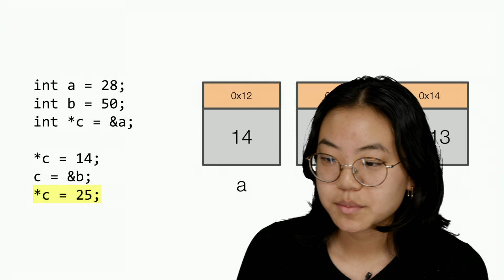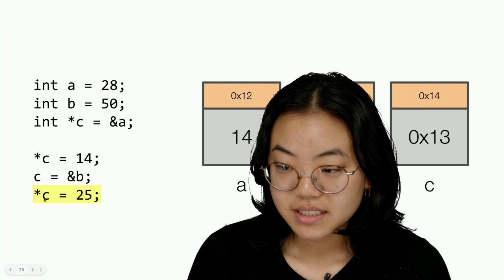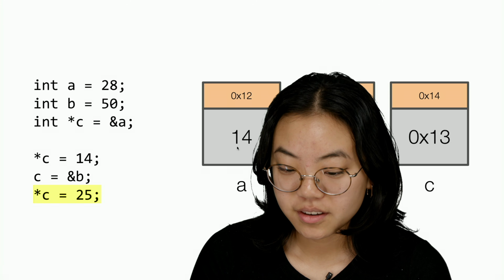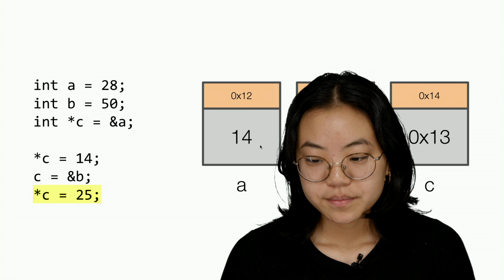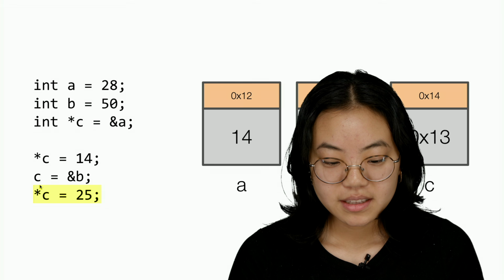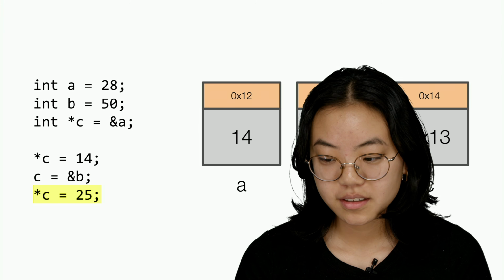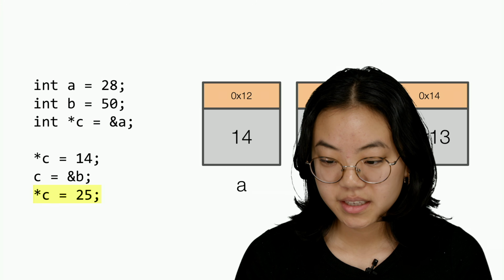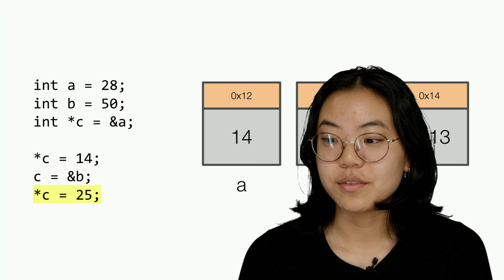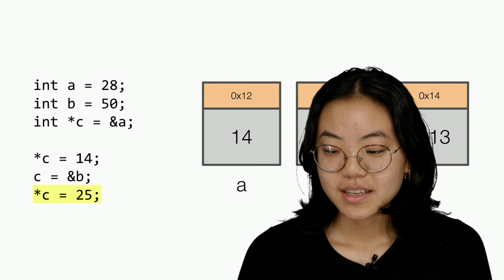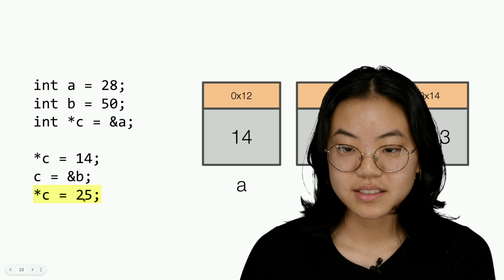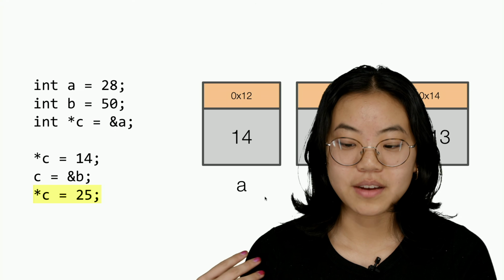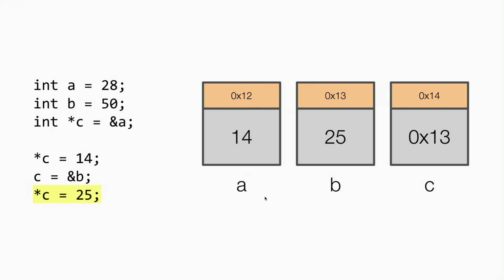I see. Okay, so someone asks, when star C equals 25, then is A also going to change to 25? Yeah, that's a great question. So because I've updated the address that's stored in C here to the address of B, it's no longer pointing to the variable A. All right, so now it's pointing to the variable B, and so when I do this dereference and I set it to 25, it's setting 25 for the B variable and not A anymore.